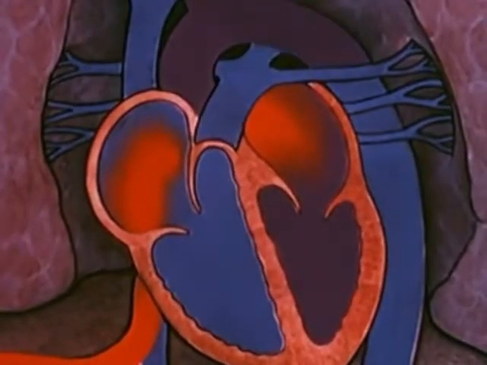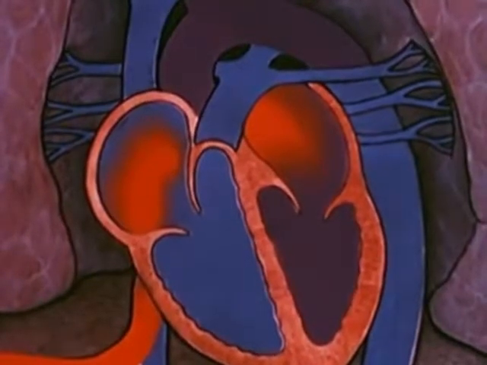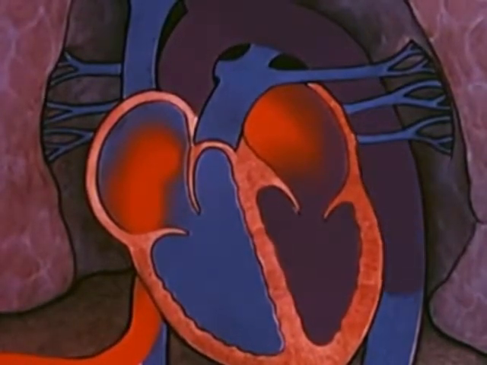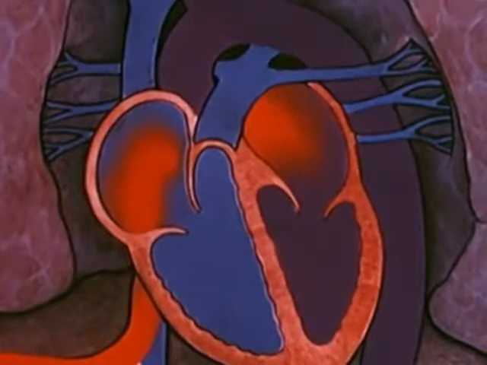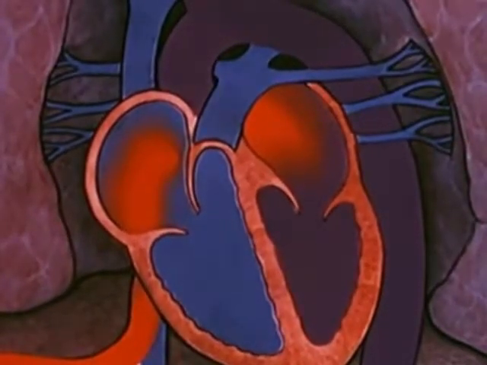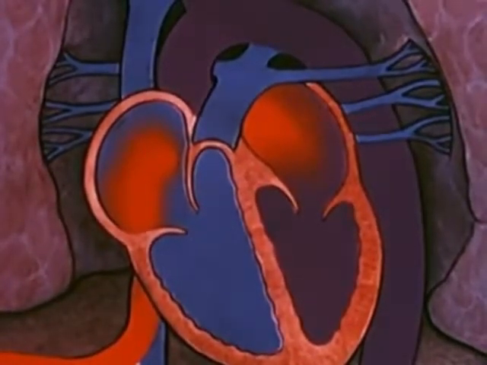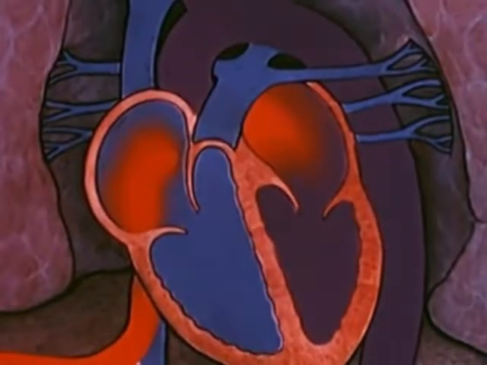carotid arteries arise to supply the brain. Through the descending aorta, partially oxygenated blood is distributed to the lower portions of the body. This circulatory pattern persists throughout the remainder of fetal development.